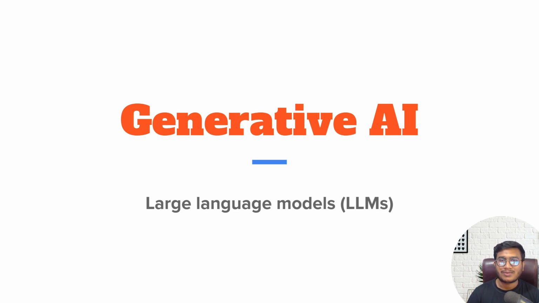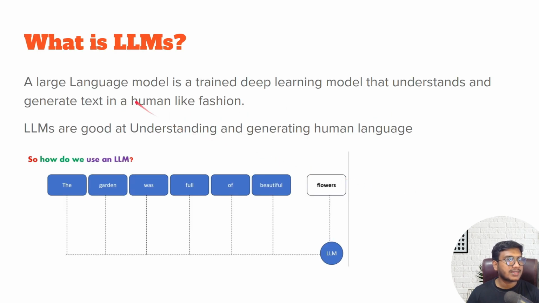Now, let's try to understand what exactly a large language model is and what is the core architecture behind it. So guys, as you can see, a large language model is a trained deep learning model that understands and generates text in a human-like fashion. LLMs are good at understanding and generating human language. As I already told you, inside generative AI we have the large language model. We also call it a generative model. And what is the use of a generative model? A generative model can generate new data. That is why I have mentioned that a large language model is a trained deep learning model that understands and generates text like a human.